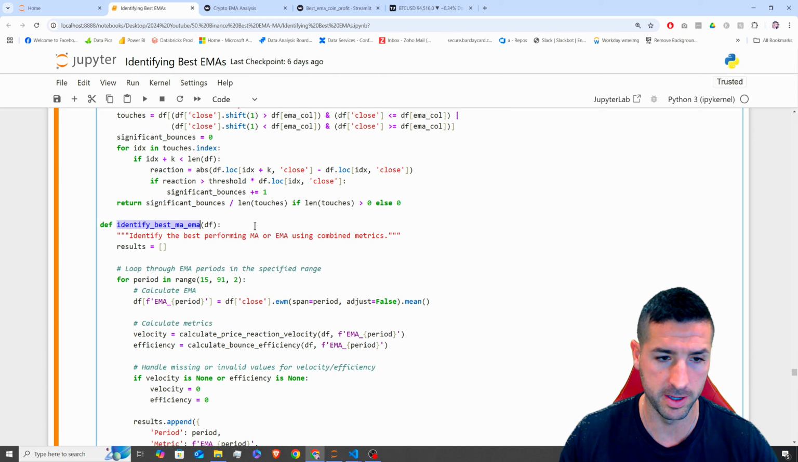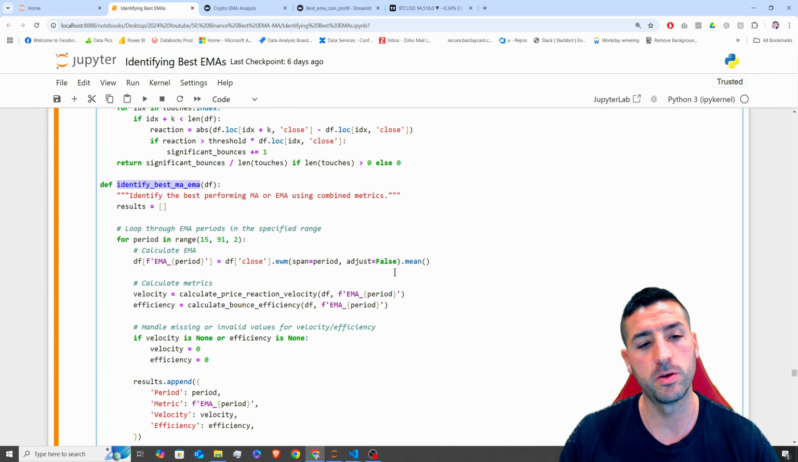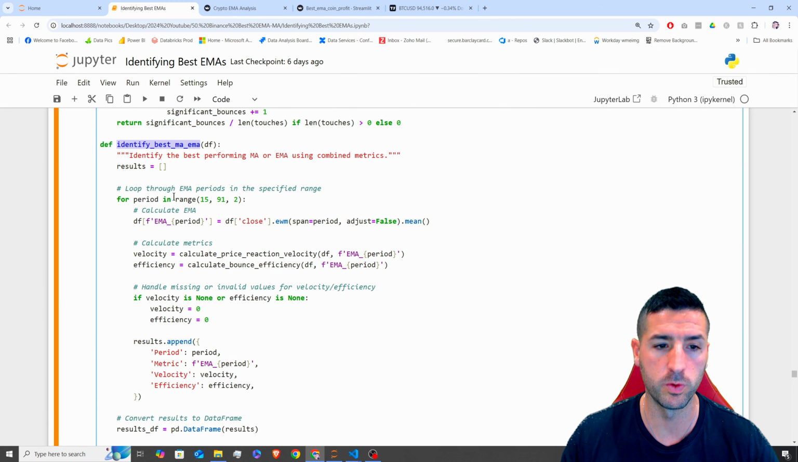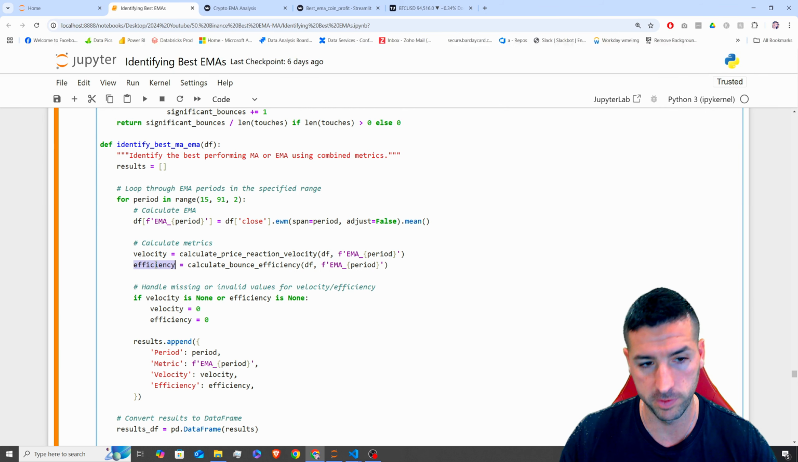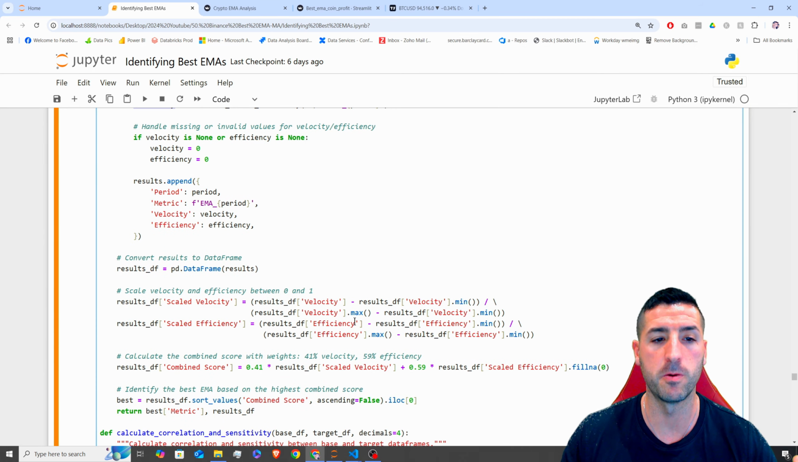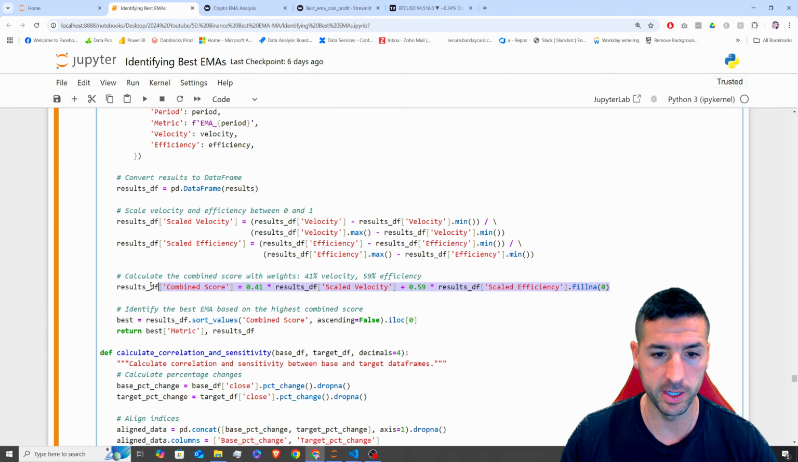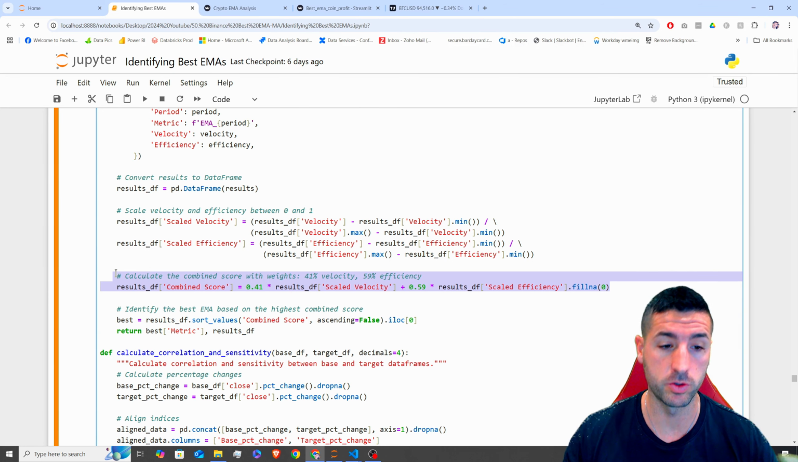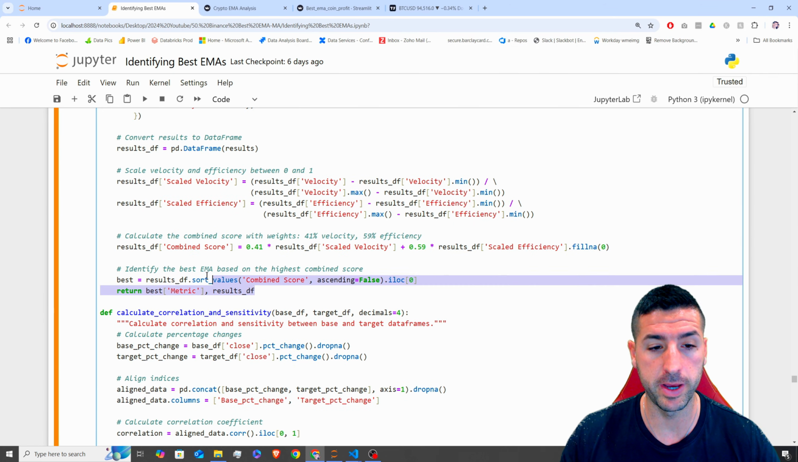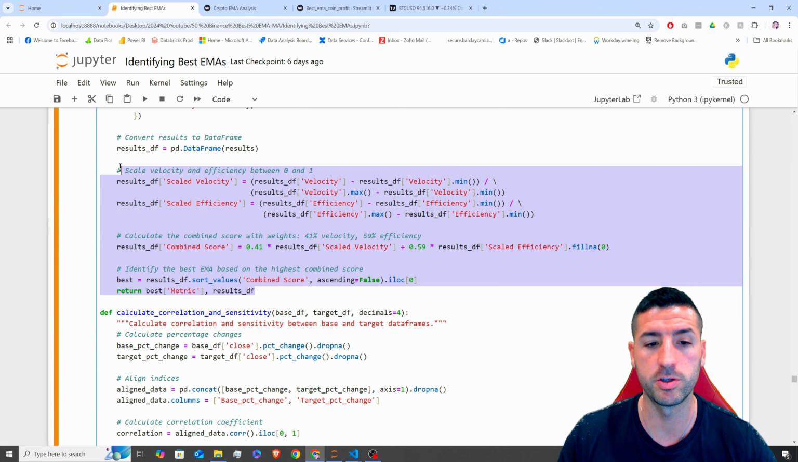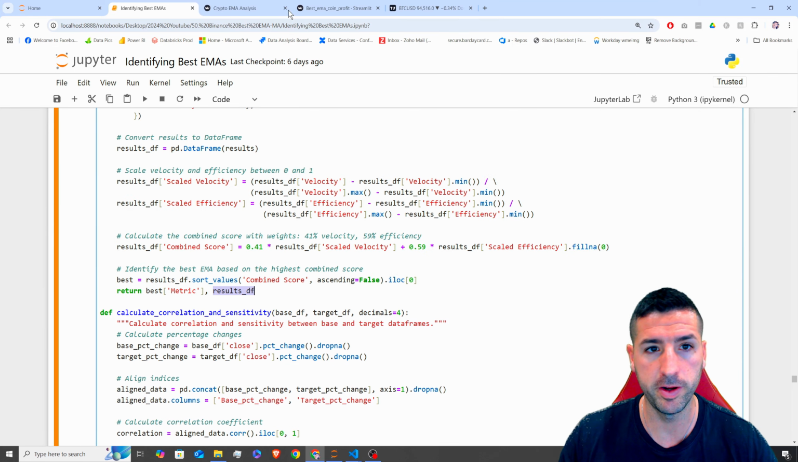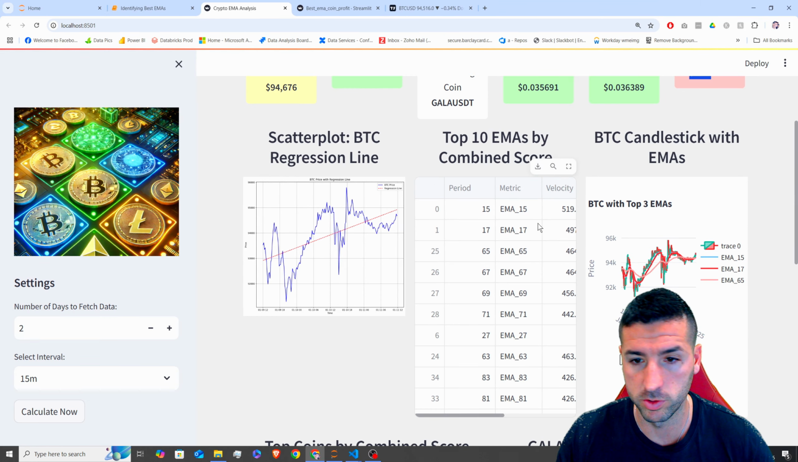Next, we have the identify best MA and EMA. It's actually just EMA, it's not MA. This function looks through a lot of different EMAs of Bitcoin, and then it calculates the velocity and efficiency. It creates a combined score by adding them together, which is over here. We actually have some weights on this score. Then it returns the best performing EMA and also a data frame. And this data frame is the one you see over here.